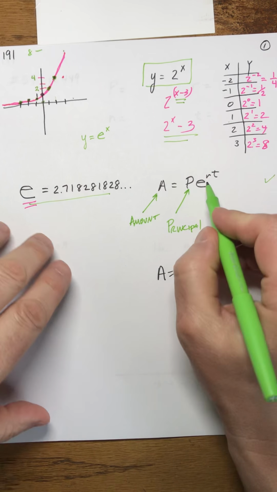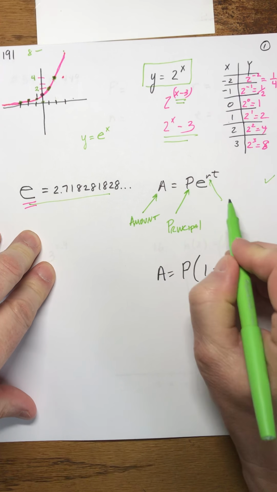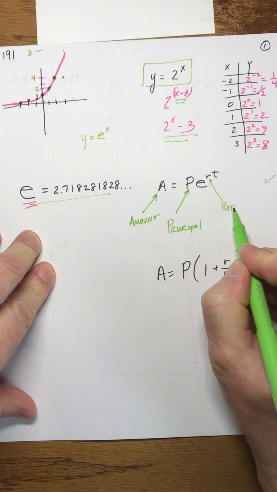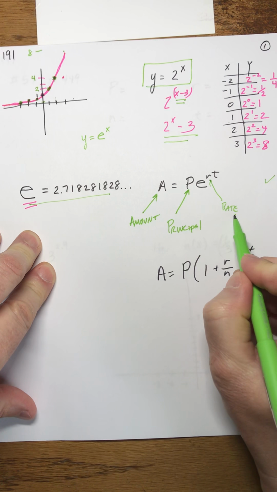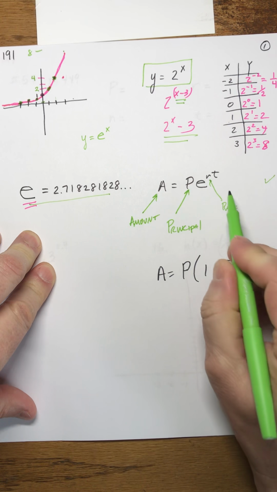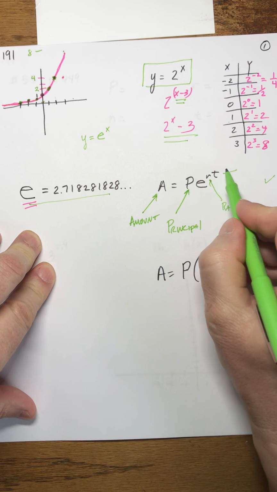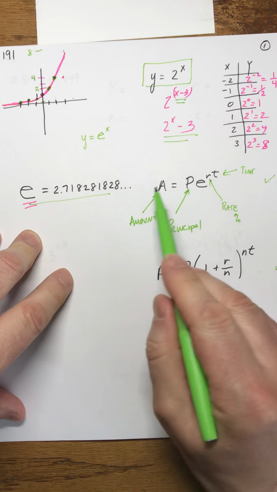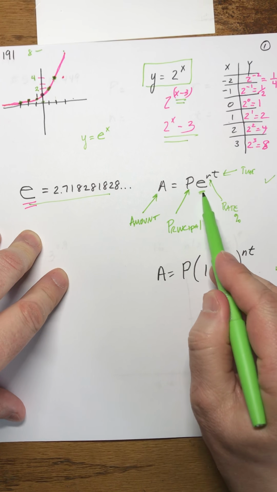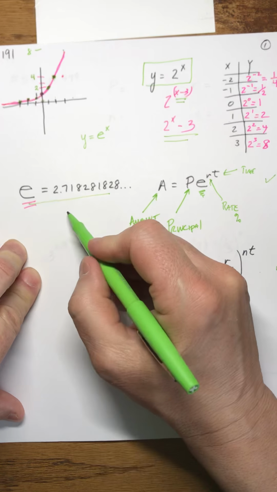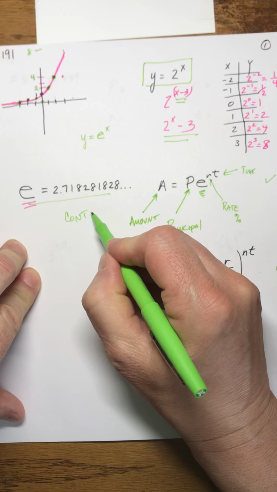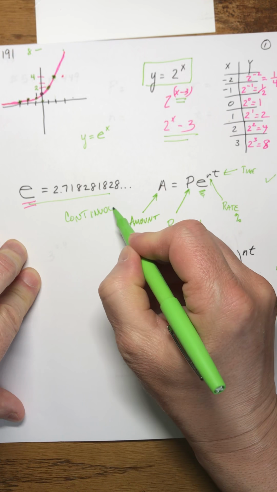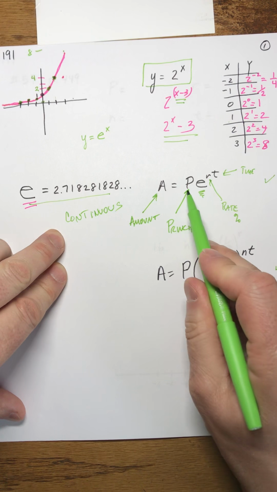The r in this formula is going to be the rate, the interest rate, and this always comes as a percent, and we have to change it to a decimal. And t stands for time. This interest formula tells us that interest is compounded continually. So this is continuous interest.